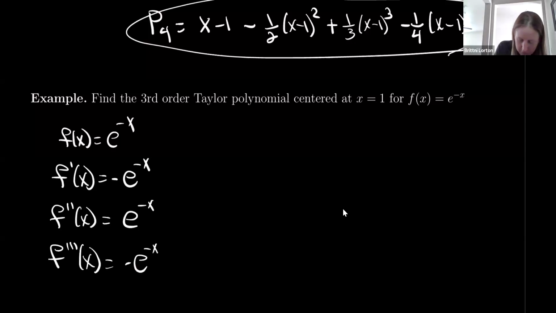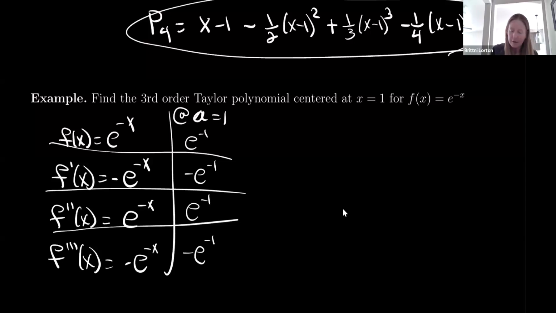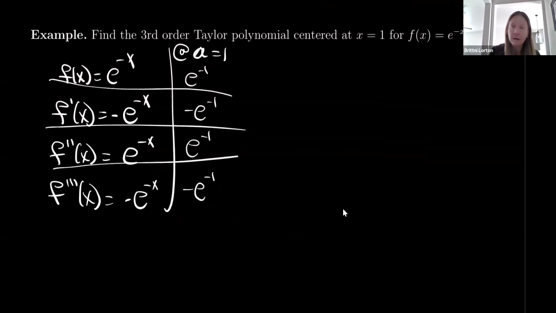And then each of those derivatives, I'm going to plug in my center. And here the center is at 1. Everyone's a little bit different. Make sure you just read the question. So e to the negative 1, negative e to the negative 1, e to the negative 1, and negative e to the negative 1. And then now I bet I can skip writing the formula because I have it in my head.